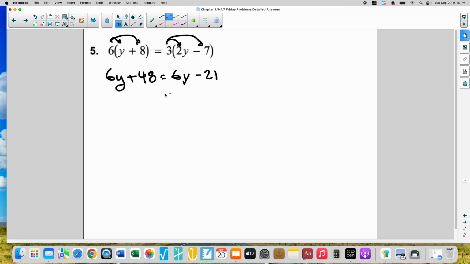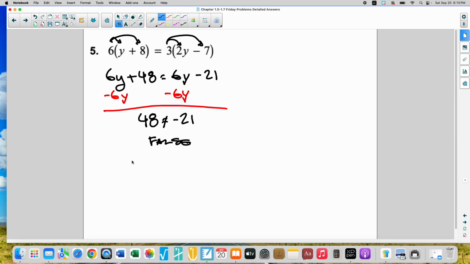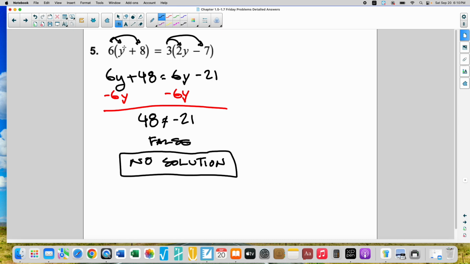Here is the reason why we move variables first. Because sometimes they're going to cancel out. These cancel and these cancel, leaving you with a number statement. And this number statement is false. So when the variables cancel and you create a false number statement, it's going to be no solution. That is your answer. There is no number that can go into y to make the left side equal to the right side. So very important.